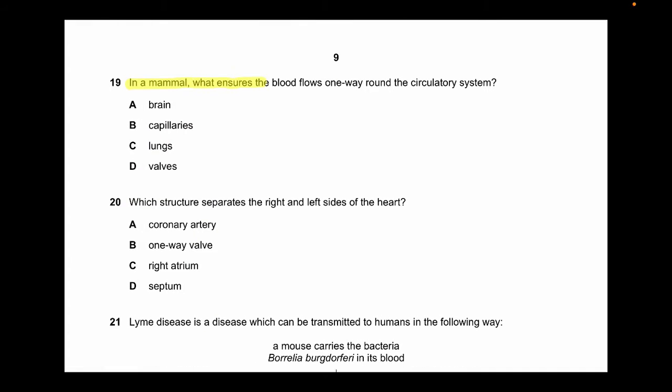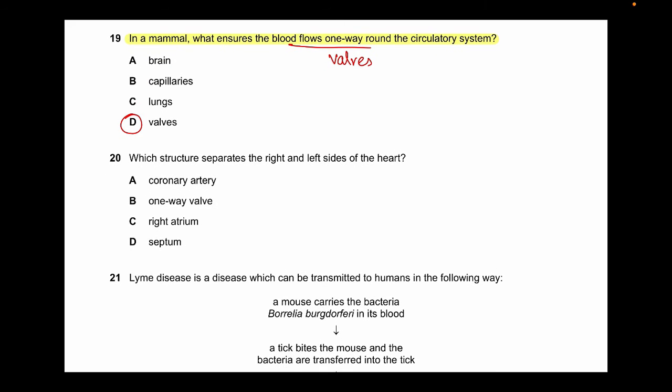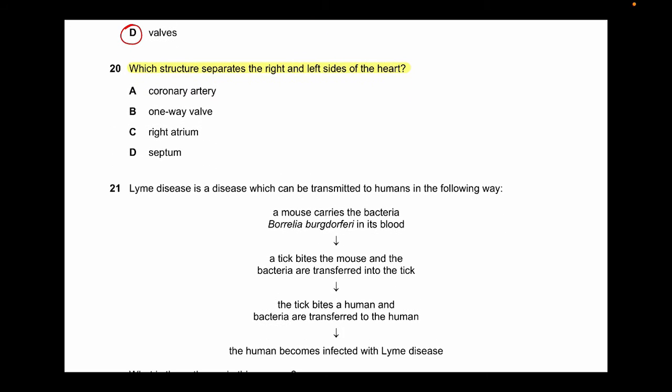In a mammal, what ensures the blood flows one way round the circulatory system? Now, we know that if the blood needs to flow one way, you must have valves for allowing it to move in one way. So option D is correct. Which structure separates the right and left side of the heart? The right and left side of the heart is separated by the septum. So option D is the correct answer.